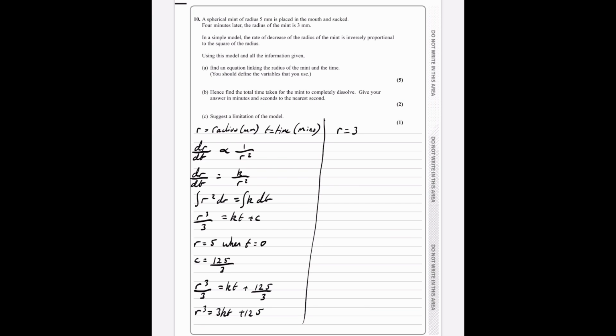Then we know that r equals 3 when t equals 4. So substituting r to be 3 in, t to be 4. And therefore k will be equal to, subtract 125, divide by 12, simplifies to minus 49 over 6. Therefore the equation that links the radius and time will be r cubed equals negative 49 over 2 lots of t plus 125. If you've got the same equation written in a different way, that's absolutely fine.